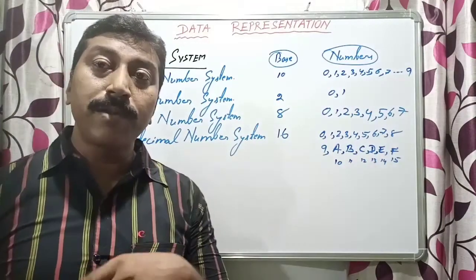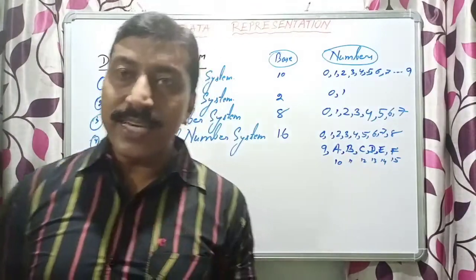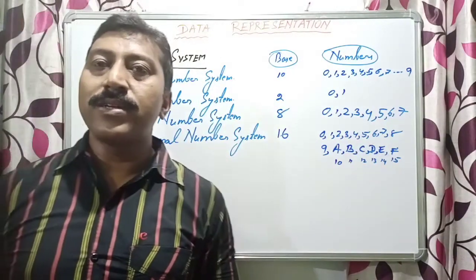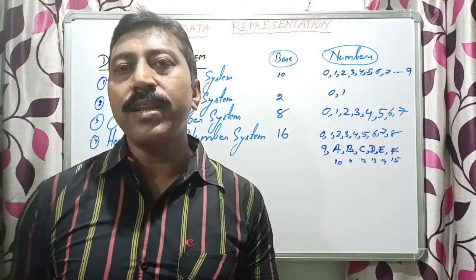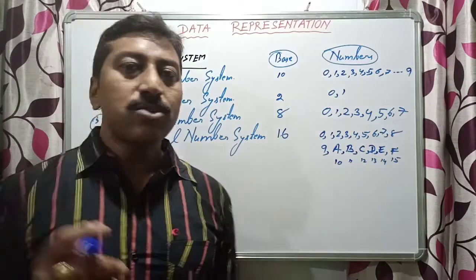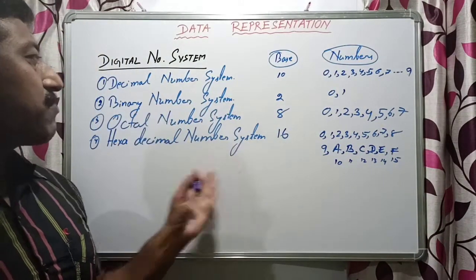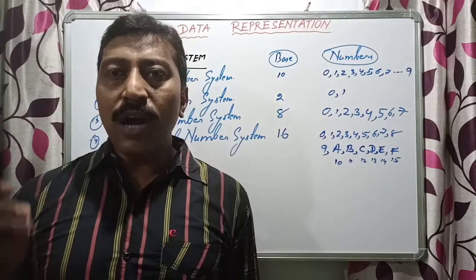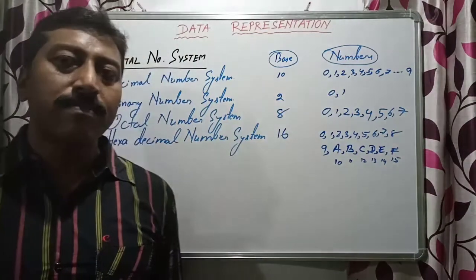That means 12 can be represented as C, then 13 can be represented as D, and like that 15 can be represented as F. So single alphabets we are taking to represent these. Okay. So these are our number systems. That means these are the 4 number systems. Now what we'll do is see the conversion of the number systems.